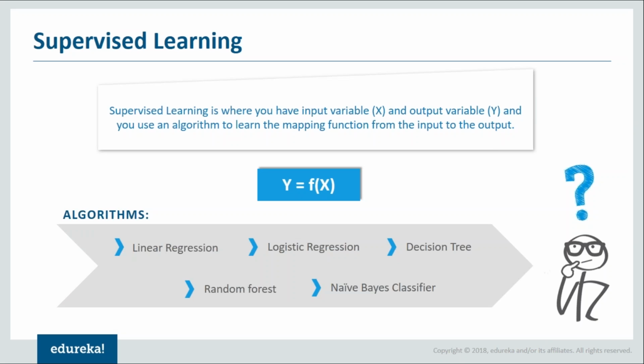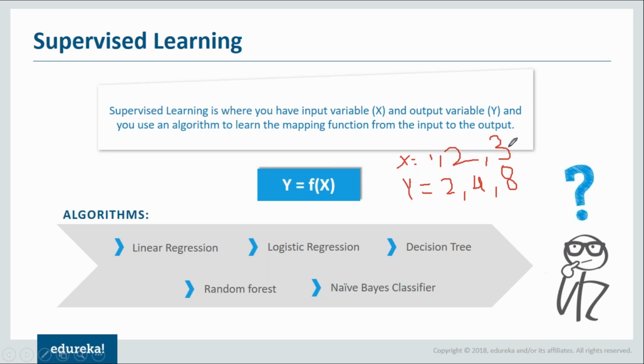Supervised learning is where you have an input variable x and an output variable y, and you use an algorithm to learn the mapping function from the input to the output. As you can see here, we have a function y = f(x), so basically you have to figure out this function f(x). The idea behind supervised learning is fairly simple. You have a set of inputs, let's say x = 1, 2 and 3, and similarly we have values of y which are 2, 4, and 8.